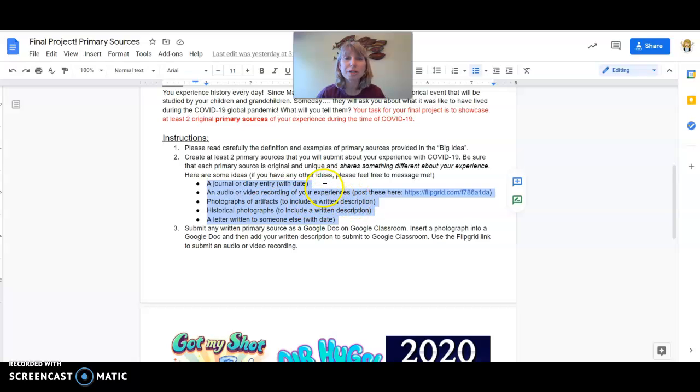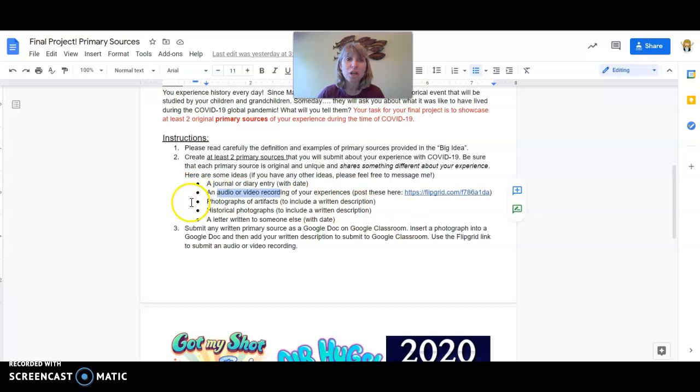For example, you could type in a little journal or a diary entry. Maybe it's the day we were all sent home from school, Friday, March the 13th, 2020. Or maybe it's a journal entry from today or from last week or from whenever you would like to record what it was like that day about what was happening with COVID-19. You could do an audio or a video recording. Go to Flipgrid. I put an example on Flipgrid of my own, but you can just record something. No other students will have access to your recordings. So you could just submit a recording of you talking about what you experienced.